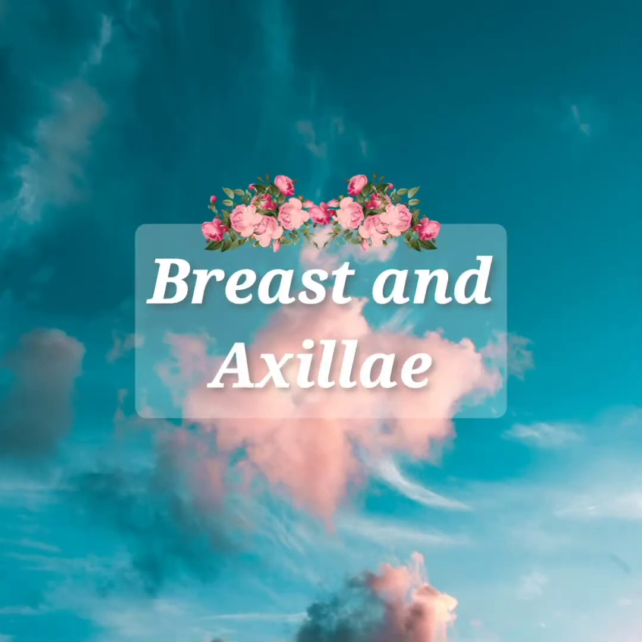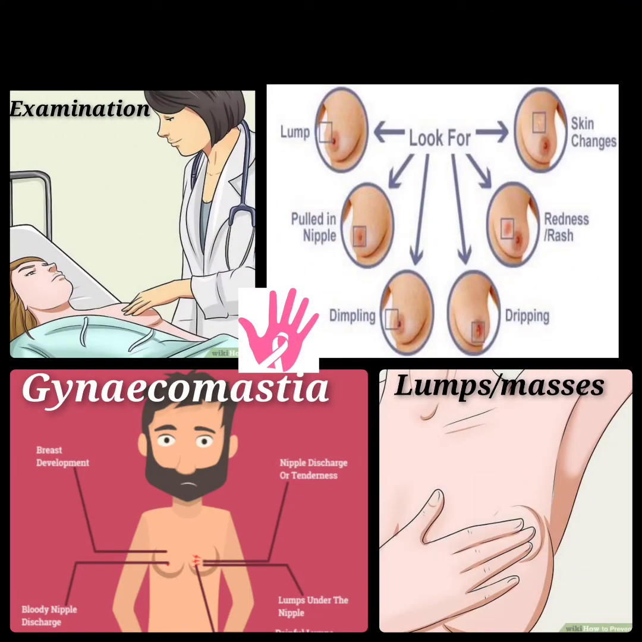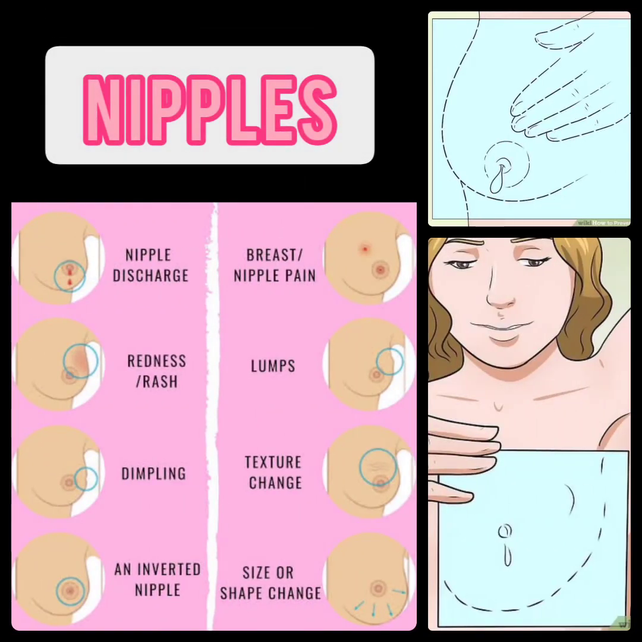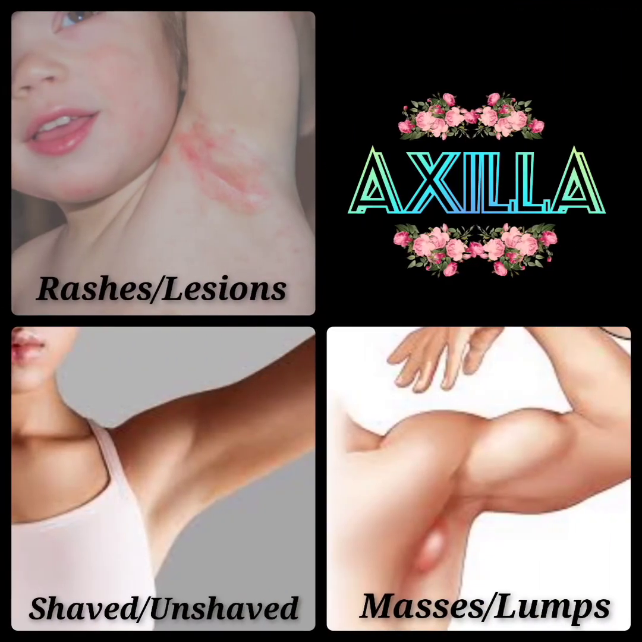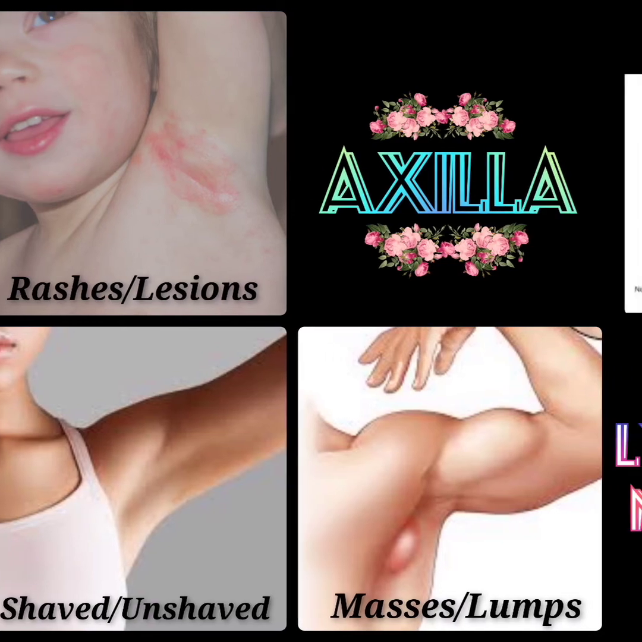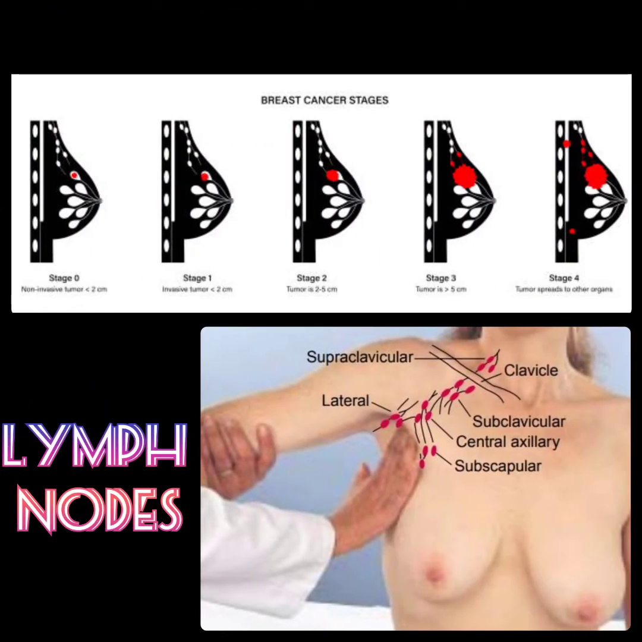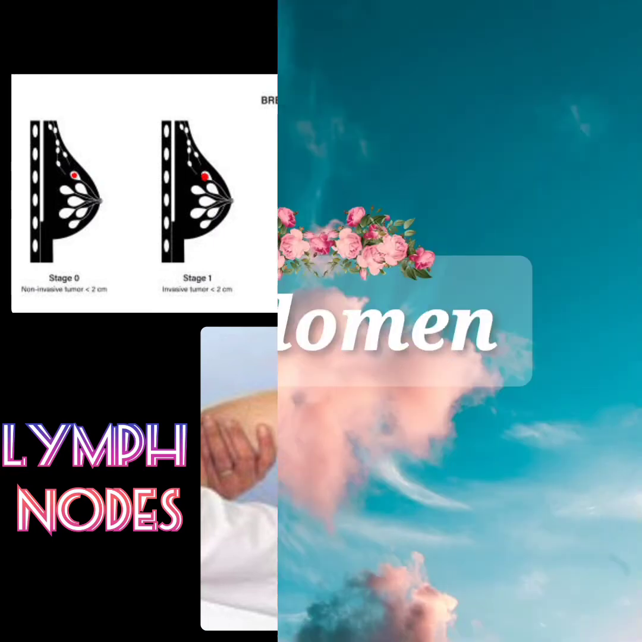Assessment of breast and axillae. Assess the breast whether it is large, small or well developed. Check for abnormalities such as lumps or masses, skin changes and redness. Assess for gynecomastia in males. Assess for deviation, discharge, rashes and dimpling in the nipples. Assess the axilla whether it is shaved or unshaved and check for rashes, lesions, masses or lumps. Perform proper assessment of lymph nodes.